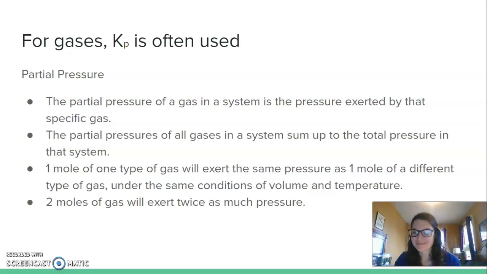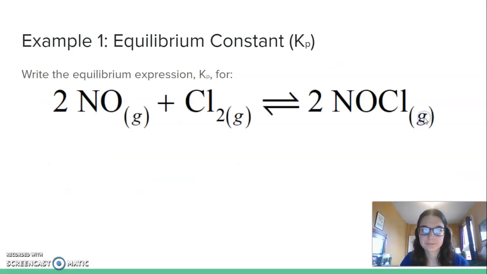Anyhow, so at standard temperature and pressure, remember that 1 mole of gas for any gas has a volume of 22.4 liters. So that's why we can relate pressure of gas with moles of gas. So if we have 1 mole of gas, any type of gas, it will exert the same pressure as a mole of a different type of gas under the same conditions of volume and temperature. 2 moles of gas would then exert twice as much pressure. 3 moles would be 3 times, and so on.